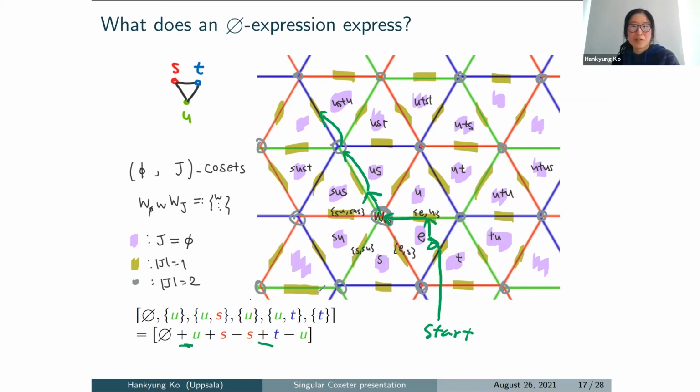Okay, so this is when you have empty on the left. So in this expression, you can view them as a sequence of double cosets where you have empty on the left, determined in this way.